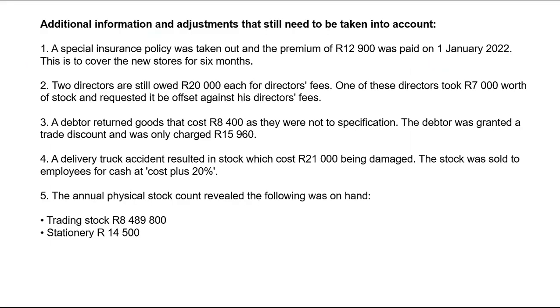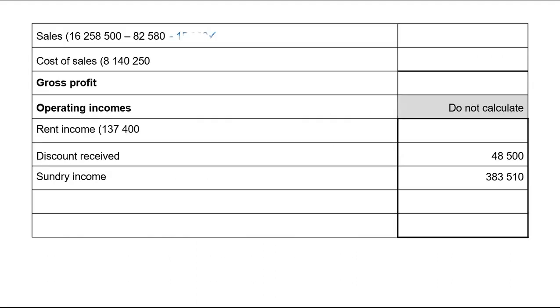Adjustment number 3. A debtor returned goods that cost 8,400 as they were not to specification. The debtor was granted a trade discount and was only charged 15,960. They gave you the selling price of goods returned by the debtor. Now, the return of goods affects 4 accounts. We debit debtors allowances, we credit debtors control, meaning that debtors control will decrease. Those accounts will be affected at selling price. So when we debit debtors allowances, it means that we need to reduce sales by the selling price of 15,960.